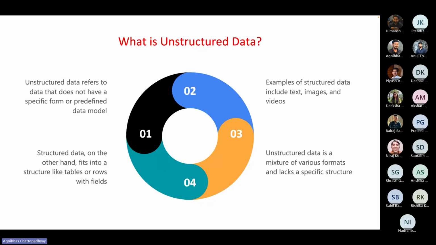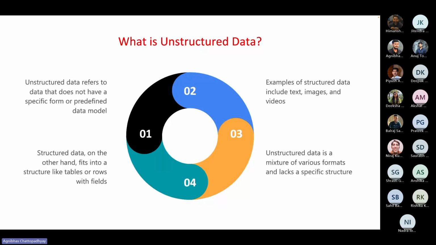It is the data that you can understand from its name only, that does not have a specific form or predefined data model. For example, structured data is something that fits into a structure, like tables or rows which have fields that contain data in a structured format. A more easy example would be text or image or video. These are specific formats of data.